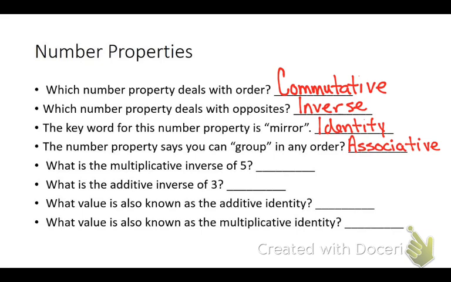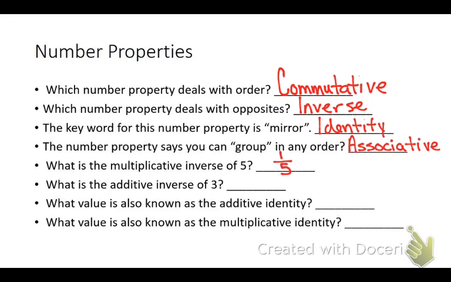All right, now let's get into our inverse and identity property terms. What is the multiplicative inverse of 5? Write it on your paper. Yes, the multiplicative inverse of 5 is 1 over 5, or 1/5.